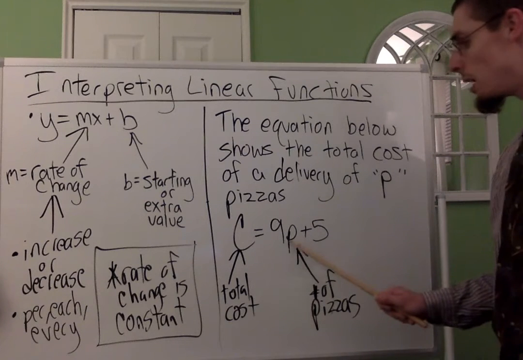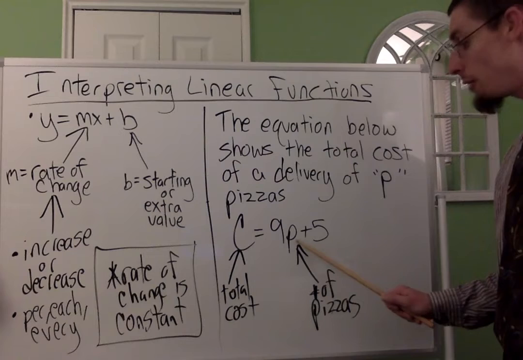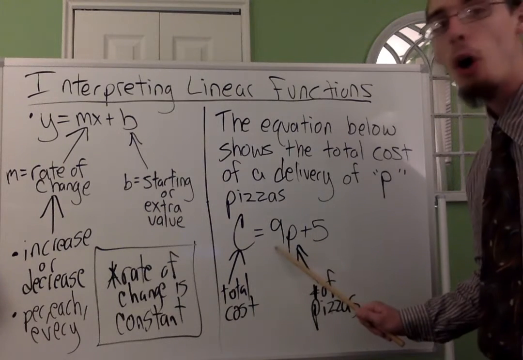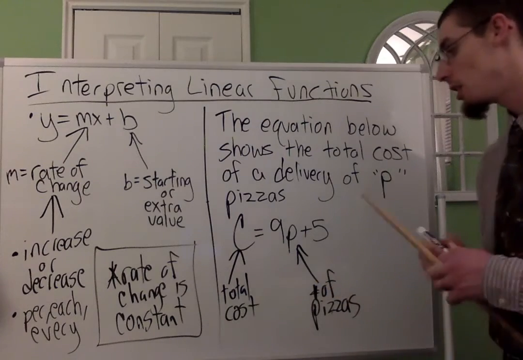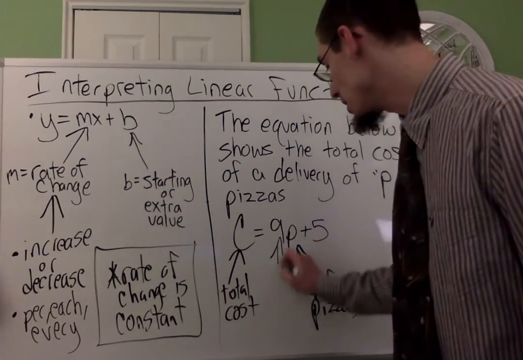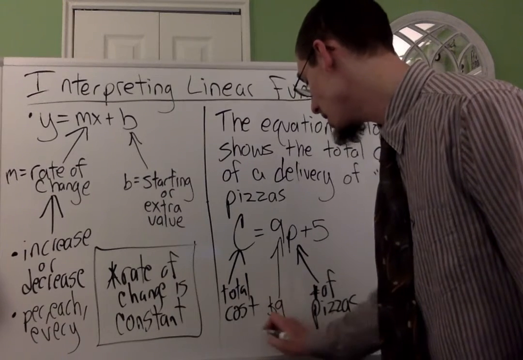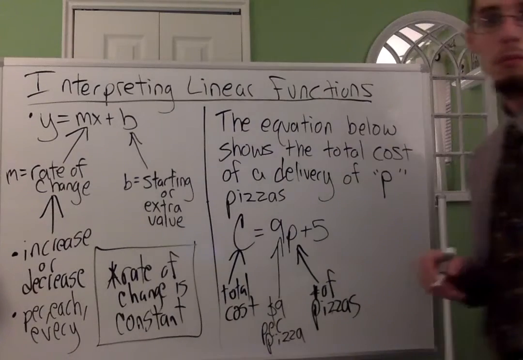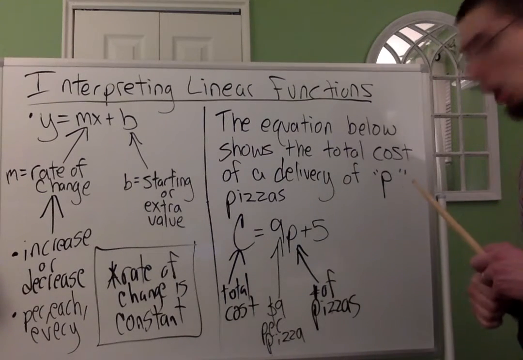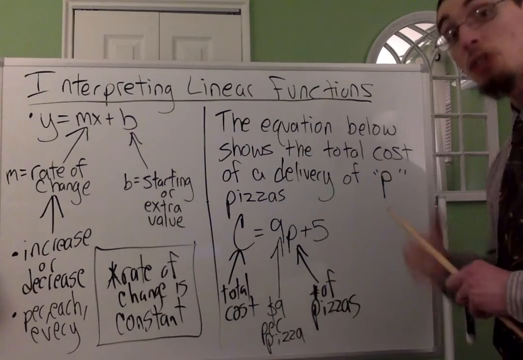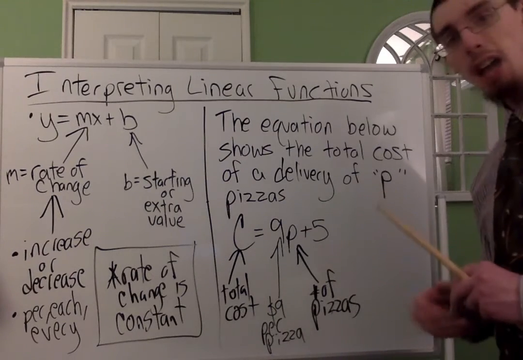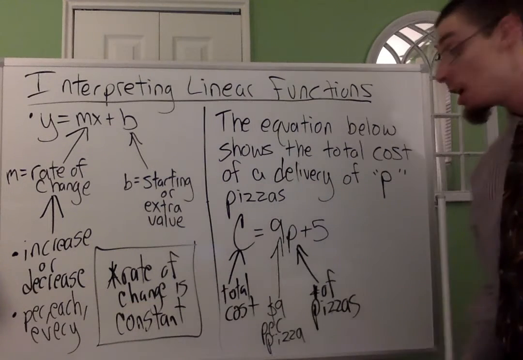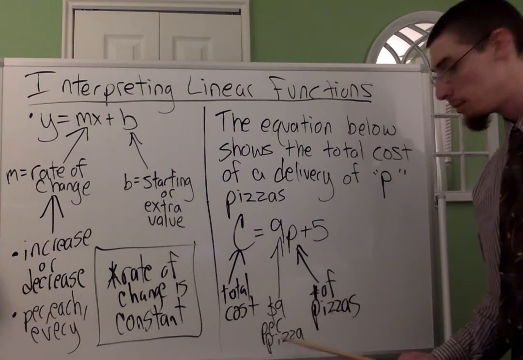So, this 9 in front of the number of pizzas, well, guess what? This must be the cost of each pizza. So what this means is that it's $9 per pizza. $9 for each pizza. $9 for every pizza. You see how I could just use any one of those words there and make it make sense? So it's $9 for each of these pizzas.